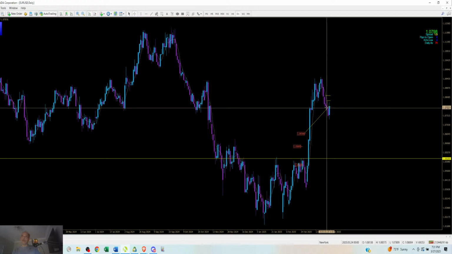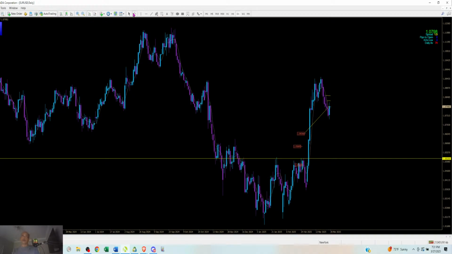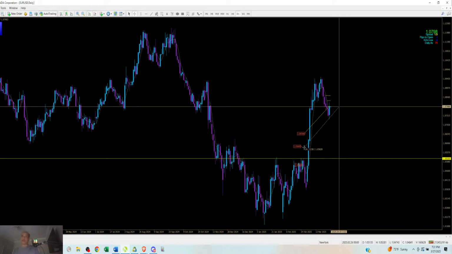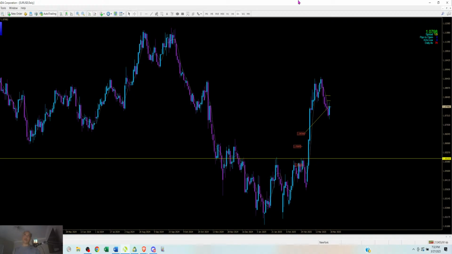from where it is right now, even if it comes back just to there, that's about 144 pips. And if it goes lower than that, it comes down to the 61.8. That's a little over 200 pips. And if it comes down to the 78.6, that's over 300 pips. So I'm not sure where it's going to come down.